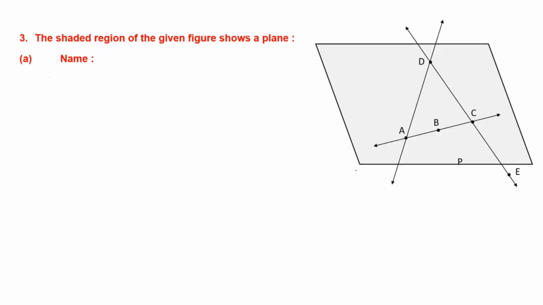Question 3. The shaded region of the given figure shows a plane. So here we have a plane. This is slightly shaded so that you can see these lines clearly. Now, looking at this, we have to name a few things. So let's begin with the first one.